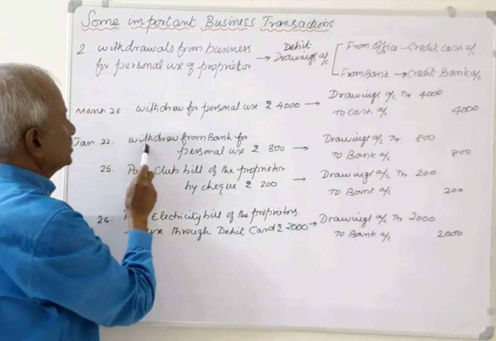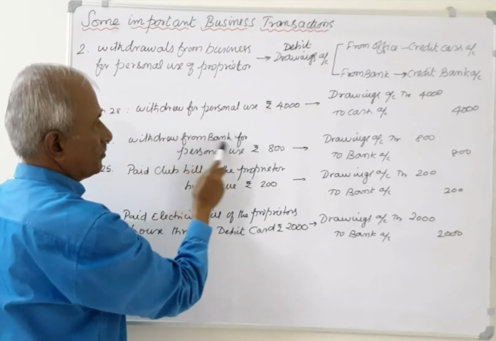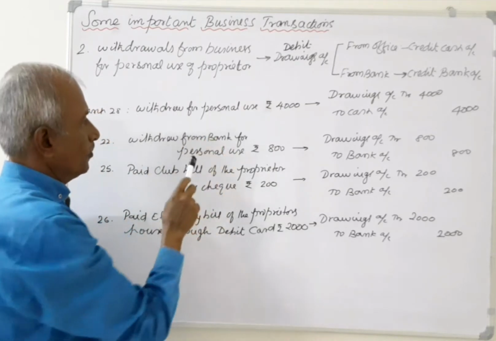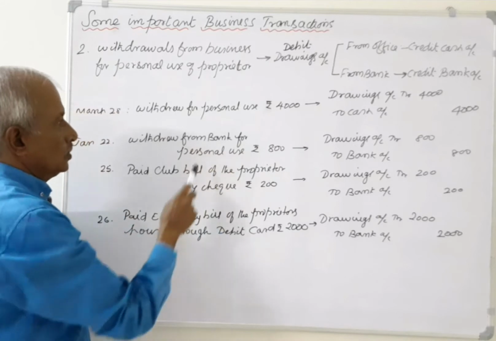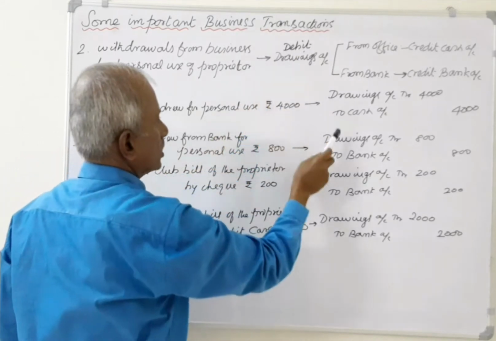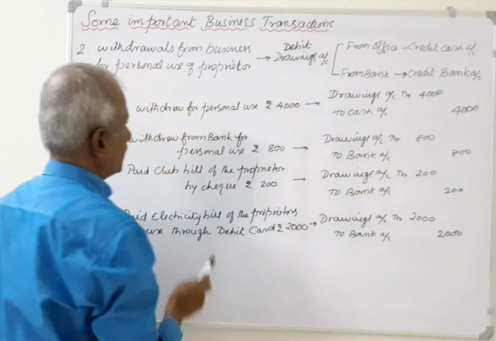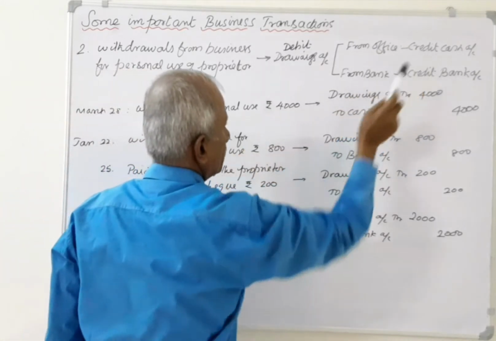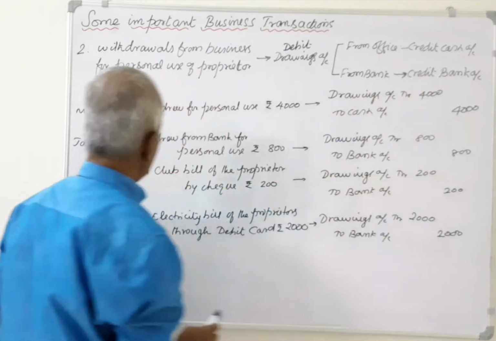January 22nd, withdrew from bank. You are given the words "from bank", so money is drawn from bank for personal use. For personal use, debit drawings account, so drawings account debit 800. From bank, credit bank account, so to bank account 800.